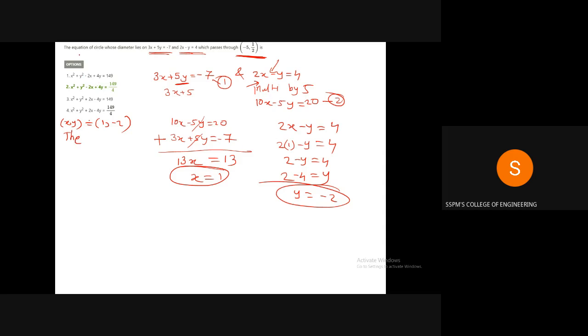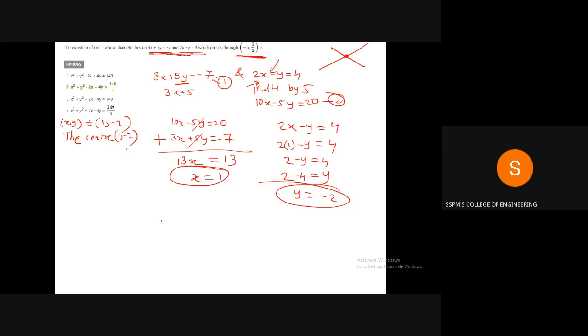Here, the equation of circle whose diameter lies on 3x plus 5y and 2x minus y is equal to 4. So diameter lies on this. It means that the center is the intersection of those lines. Those two lines intersect. Therefore, its center must be on the intersection point. Therefore, the center is 1 comma minus 2.